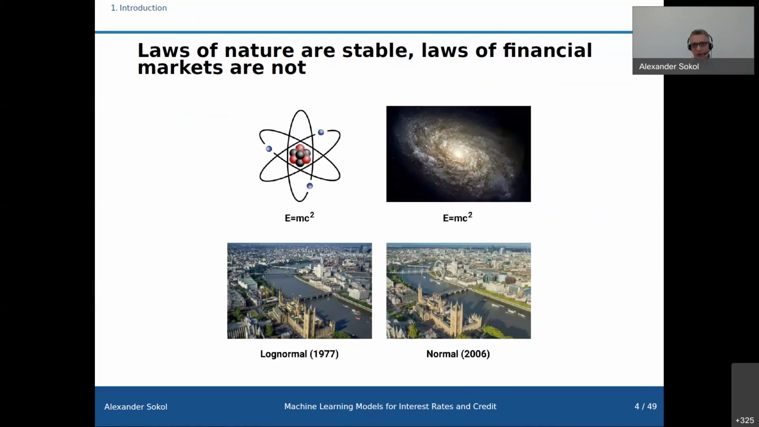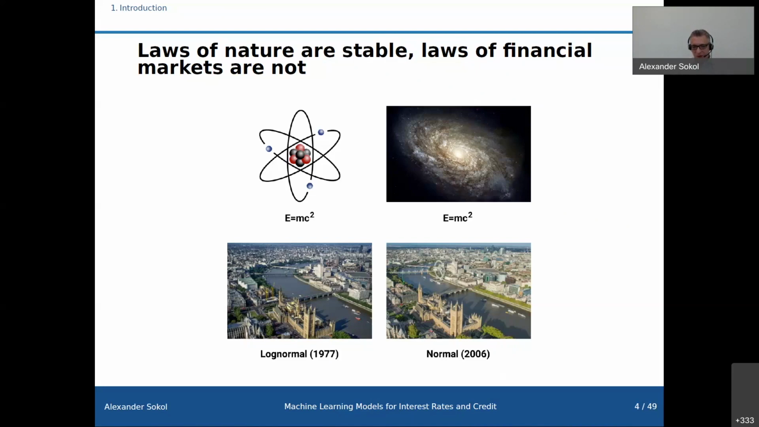Laws of nature versus laws of financial markets, right? So E equals mc² at the level of the atom, or at the level of the galaxy. And also, aside from various theories of the Big Bang and inflation, for the majority of the time of the universe, for billions of years, E was equal to mc², and this is a theory that has stood the test of time for billions of years.